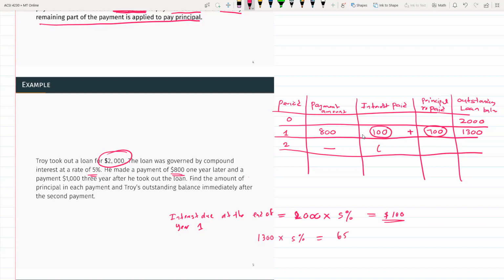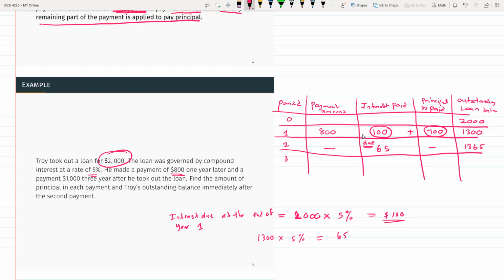So this interest is not paid. Actually, this would be due, because we never paid this $65. So there's no principal repaid, and your outstanding balance is going to increase because you didn't pay the interest. So it's going to be 1,365.